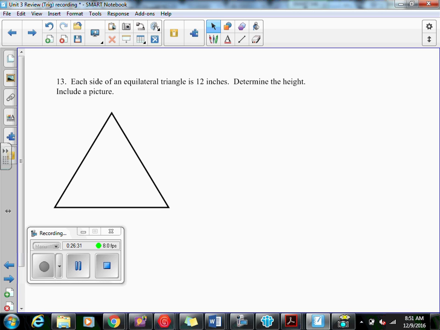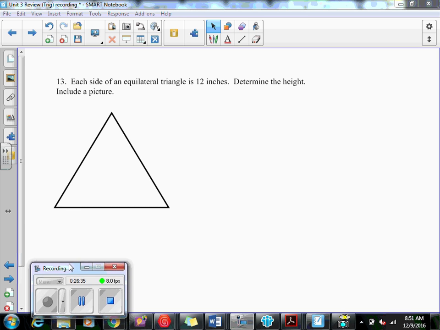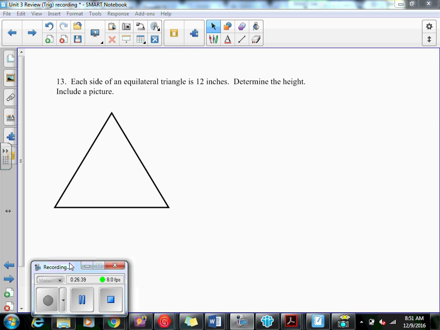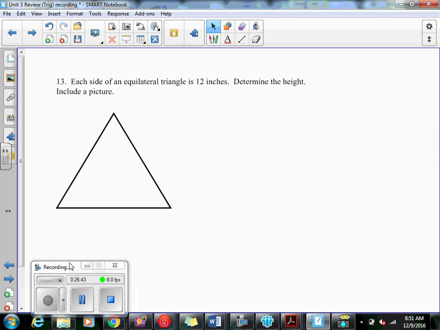Okay, so here's my triangle. For this triangle to be an equilateral triangle, you have to remember certain things. If it's equilateral, that means all the sides are equal, so you can go ahead and mark all the sides as being the same length. And all the angle measures are equal.